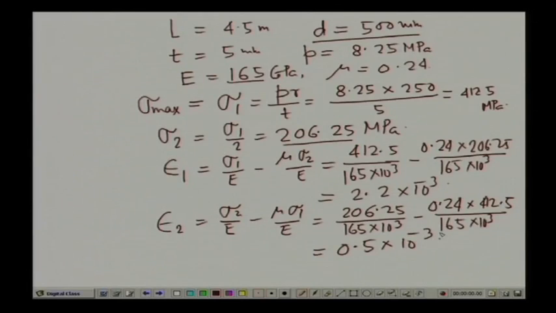Now, if you remember, for volumetric strain, e is equal to delta V by V, and for cylindrical containers we have e equal to 2 epsilon 1 plus epsilon 2. So, epsilon 1 we have seen is 2.2 into 10 to the power minus 3, and epsilon 2 is 0.5 into 10 to the power minus 3.